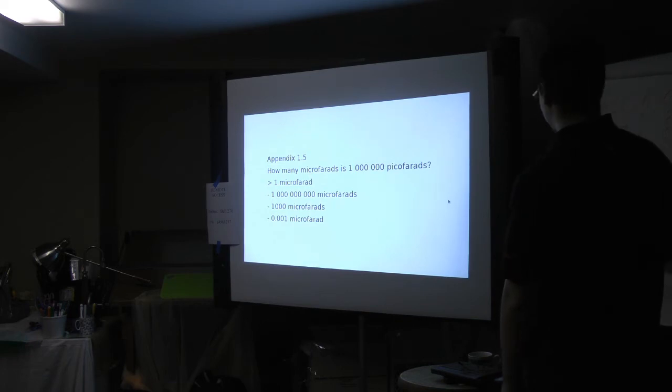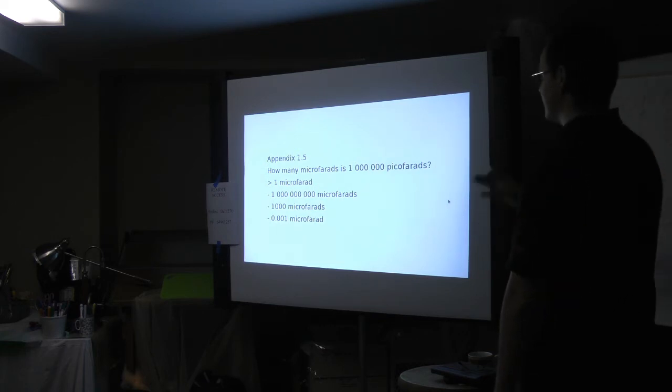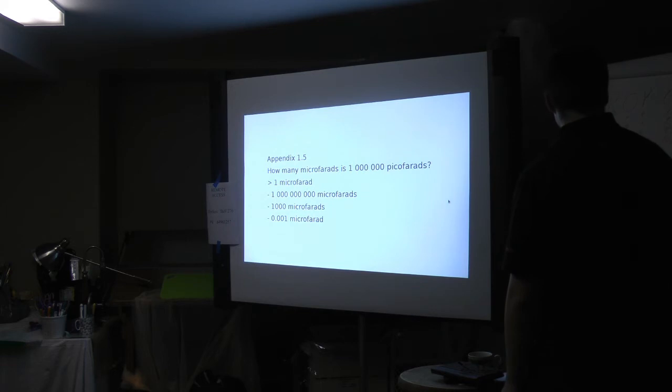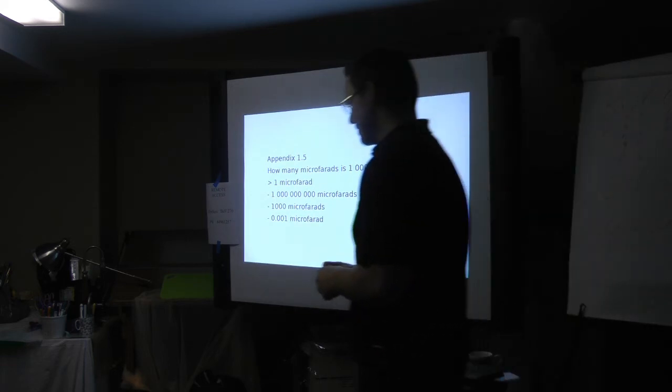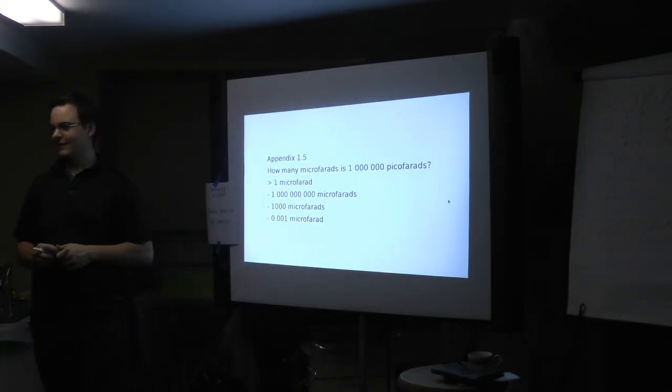0.000000000001. Is there decimals in there? Yes, so this is the number of actual farads that 1 picofarad is. So we end up with milli, micro, nano, pico. That's a picofarad. See, 12 decimal places, and I said 12 zeros.